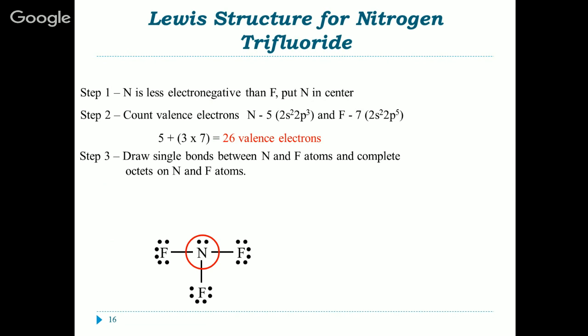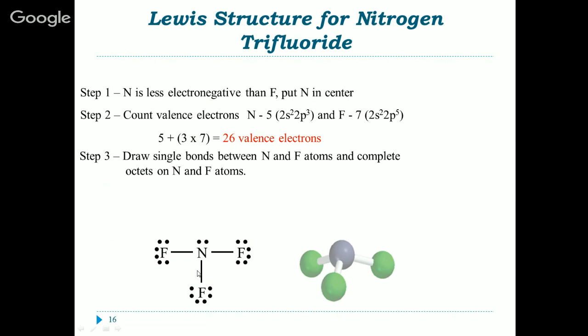Then I can go and count to see, do each of my atoms have their octets filled? 2, 4, 6, 8 electrons for nitrogen, because every single bond represents a pair of electrons. I can look at each of the fluorine atoms and do the same counting. 2, 4, 6, 8, that one's good. Each of the fluorines has 8.